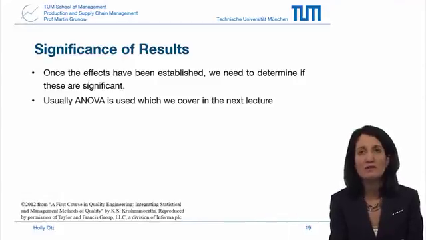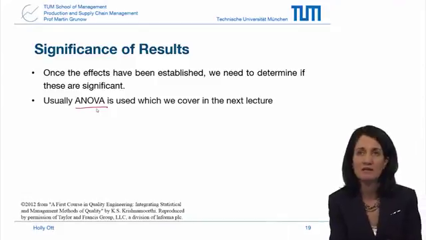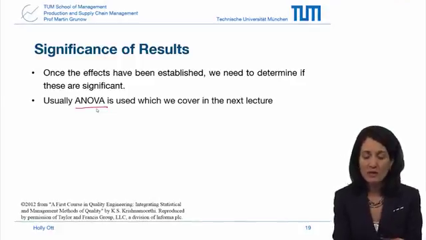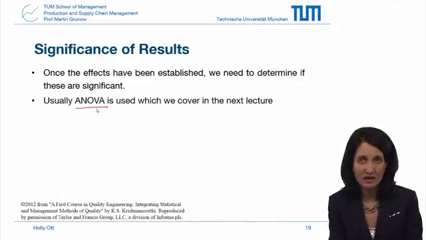But are these results significant? The analysis of variance, or ANOVA method, is normally used to answer this question, and we'll look at that in the next lecture. But we can already look graphically at the significance of the interaction effect.